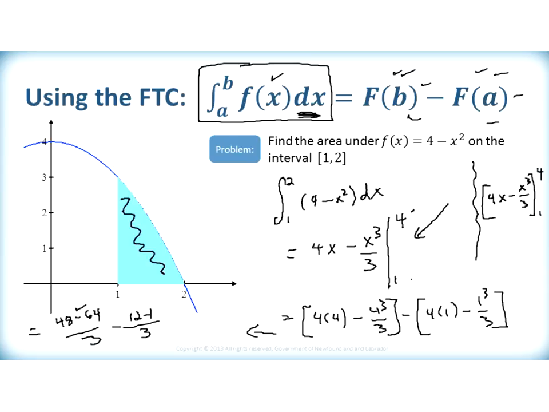Okay? So this first one here is going to give us a value of, let me see, 48 minus 64 is negative 16. So I've got negative 16 over 3, and I have to subtract 11 over 3. Okay, so hang on one second here, something's fishy. What do we have mixed up here?